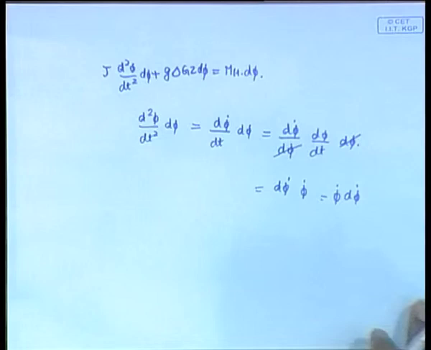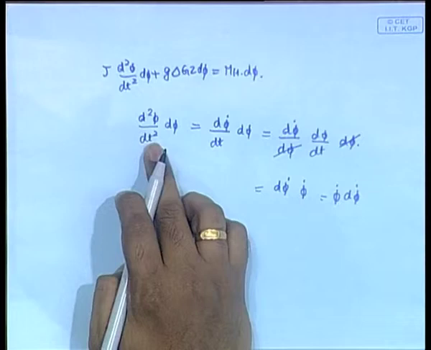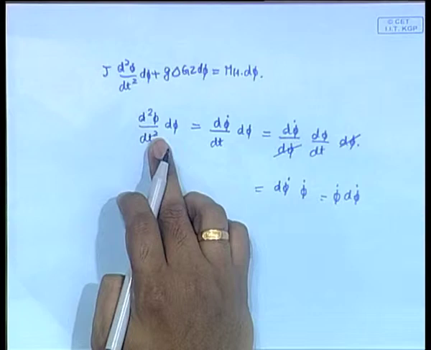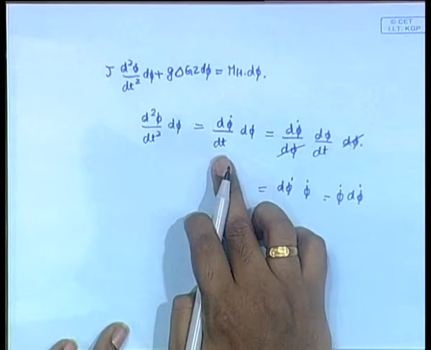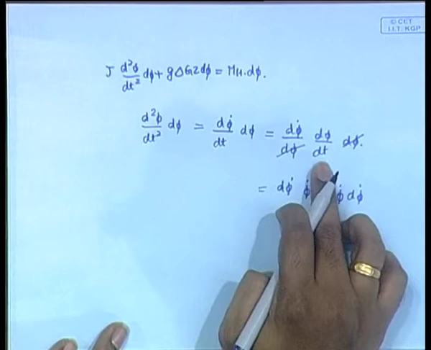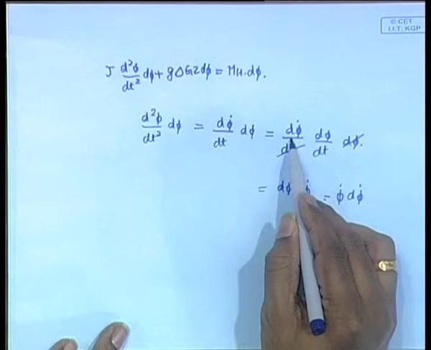You have d²φ/dt² dφ. Now, this is d/dt of dφ/dt. Now, dφ/dt I write as φ dot, which is again dφ/dt only. So, dφ dot/dt into dφ. Now, here I just divide by dφ and multiply by dφ. So, this becomes dφ dot/dφ into dφ/dt into dφ. Now, dφ is cancelled. Therefore, dφ/dt is φ dot. That is the definition of φ dot. We are defining it like that.